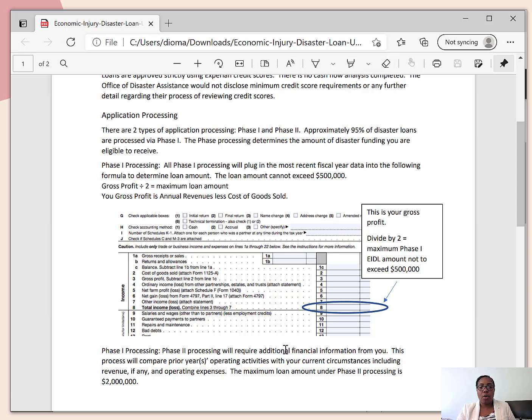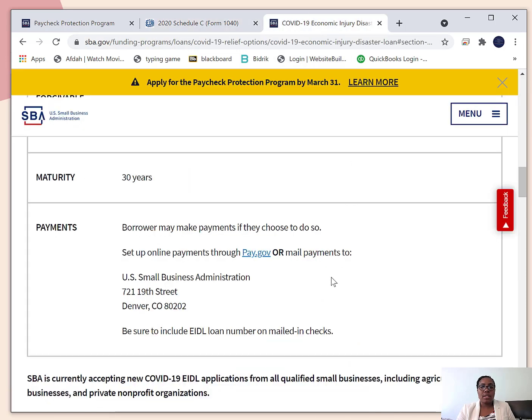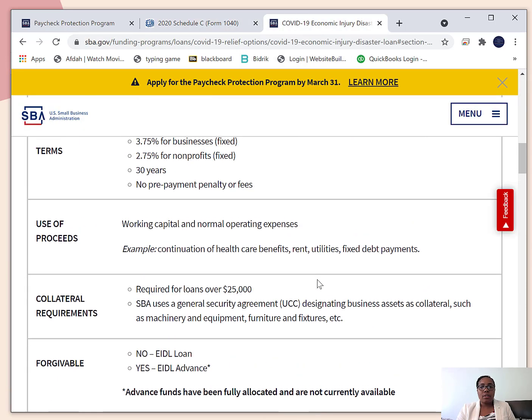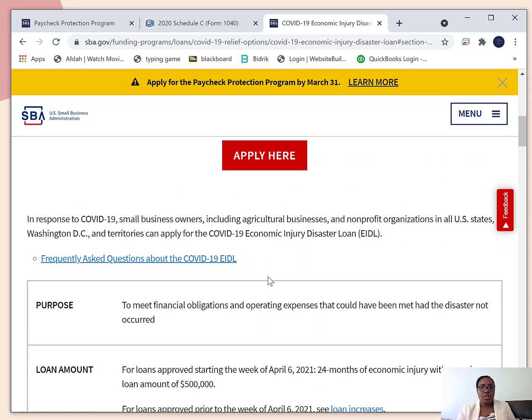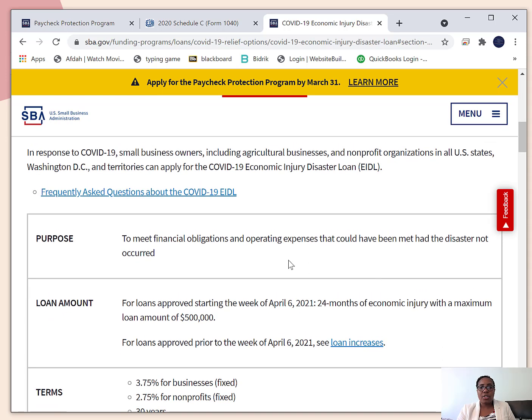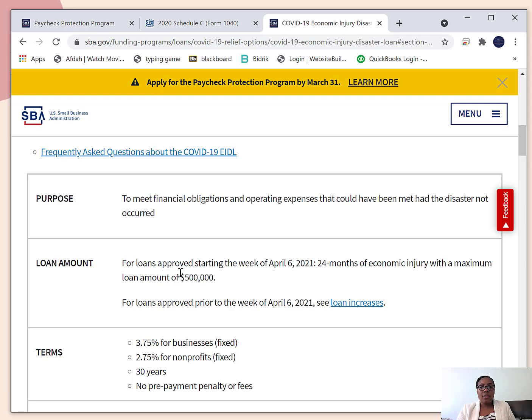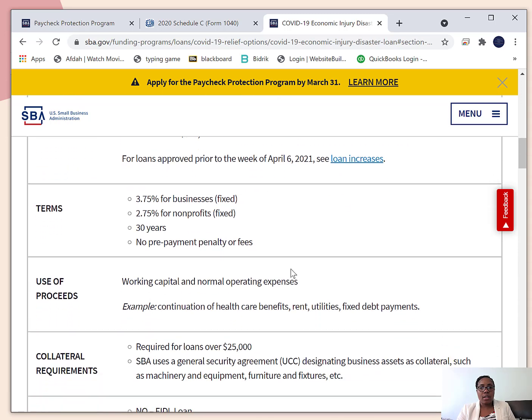And of course, there are more programs out there, just so you guys know, and I'll talk about those in a separate video. Diving a little bit more really quickly before I get out of here for the EIDL, just so you know, the purpose of this loan, of course, is to help you meet financial obligations and operating expenses. The loan is starting April 6, 2021. You can spread the loan over 24 months.